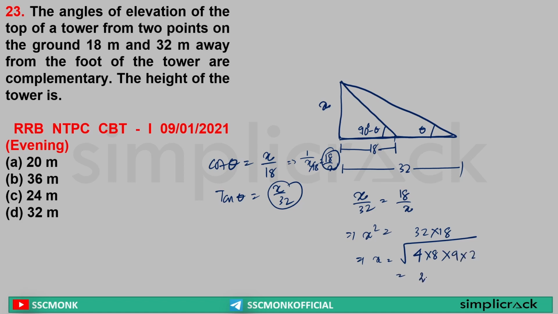Square root of 4 is 2. 8 into 2 is 16, square root is equal to 4. Square root of 9 is equal to 3. So 2 into 4 is 8, into 3 is equal to 24. So what is the length of x? That is equal to 24 meter. Answer option C. Clear? Sorted?